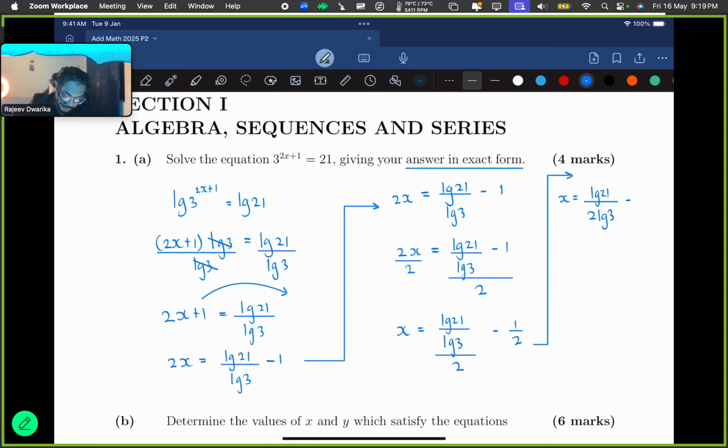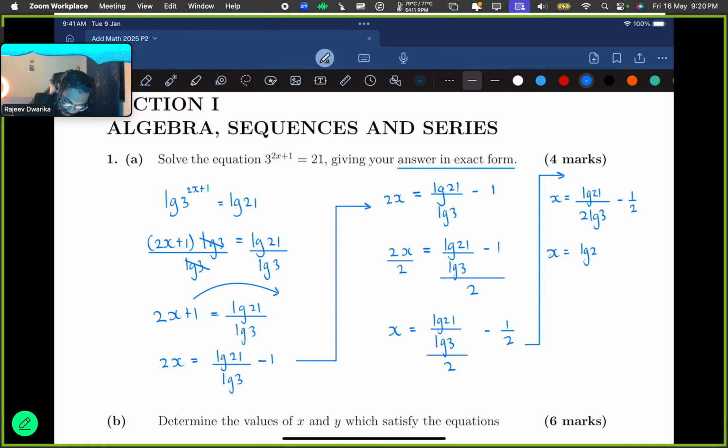Let me know if I lose you there. Bam. You multiply by a half, so the 2 goes in the denominator by the log 3. You see how we have a 2 to the side? We can bring it up using the power rule. So you end up with log 21 over log 3 squared, minus a half. And I think that's as simple as it gets.